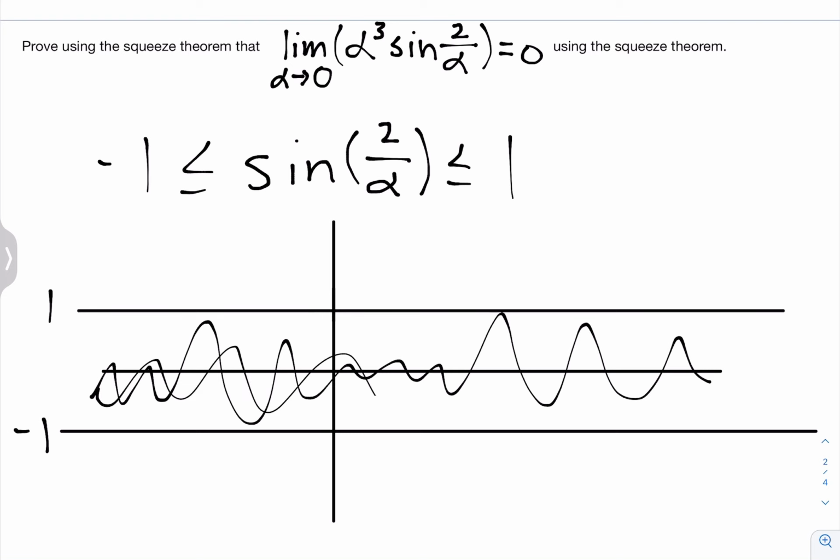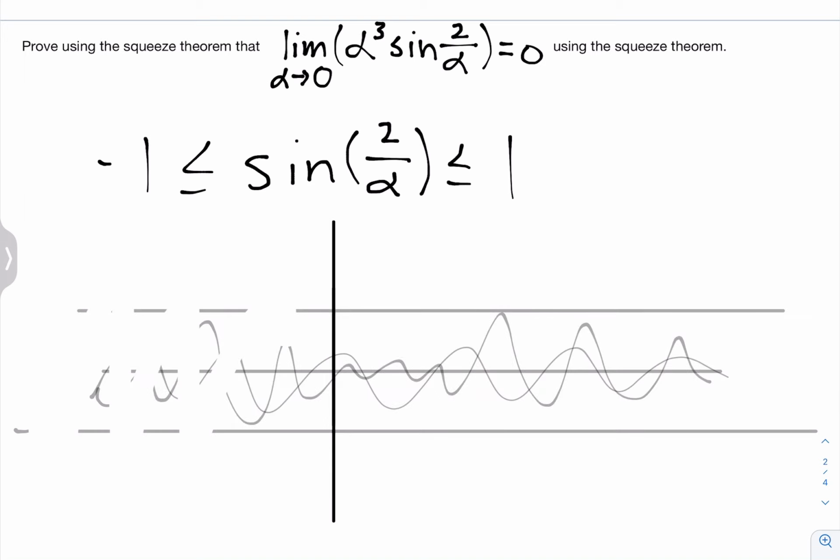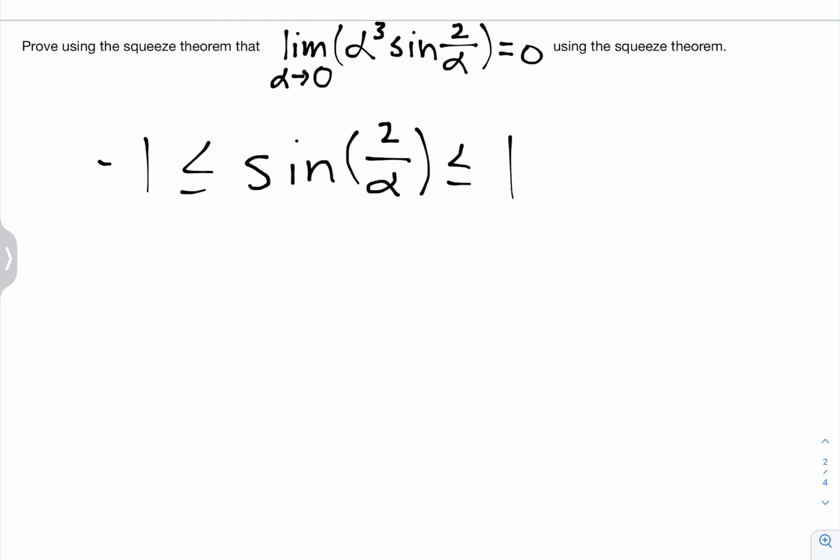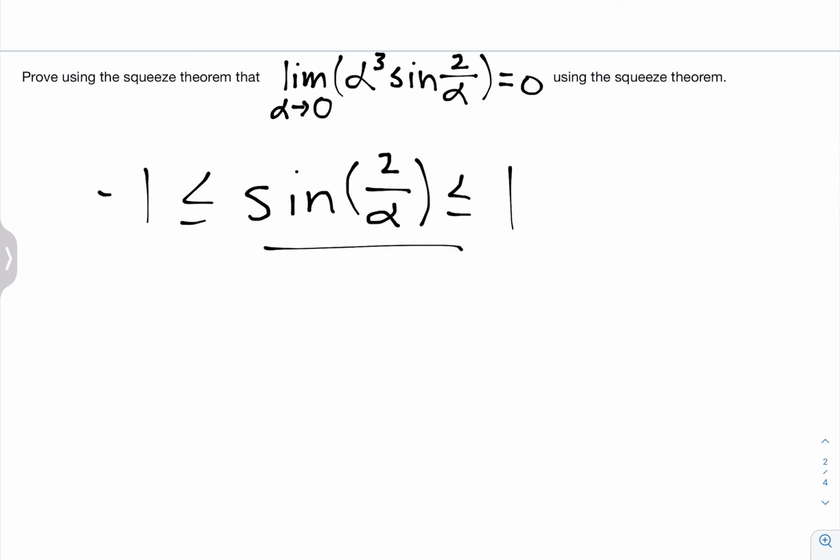Okay, so if this is sine of 2 over alpha, we know that it's going to be greater than or equal to -1, and it's going to be less than or equal to +1. So if we know that, then we have to think, well, right now it's sine of 2 over alpha. How can we get it to alpha cubed times sine of 2 over alpha? And the cool thing about the squeeze theorem is that we can just multiply this part right here by alpha cubed. And if we do that, we have to multiply alpha cubed by this number and this number. So if we multiply our original function by some other function or some other component, we have to do it to every component.